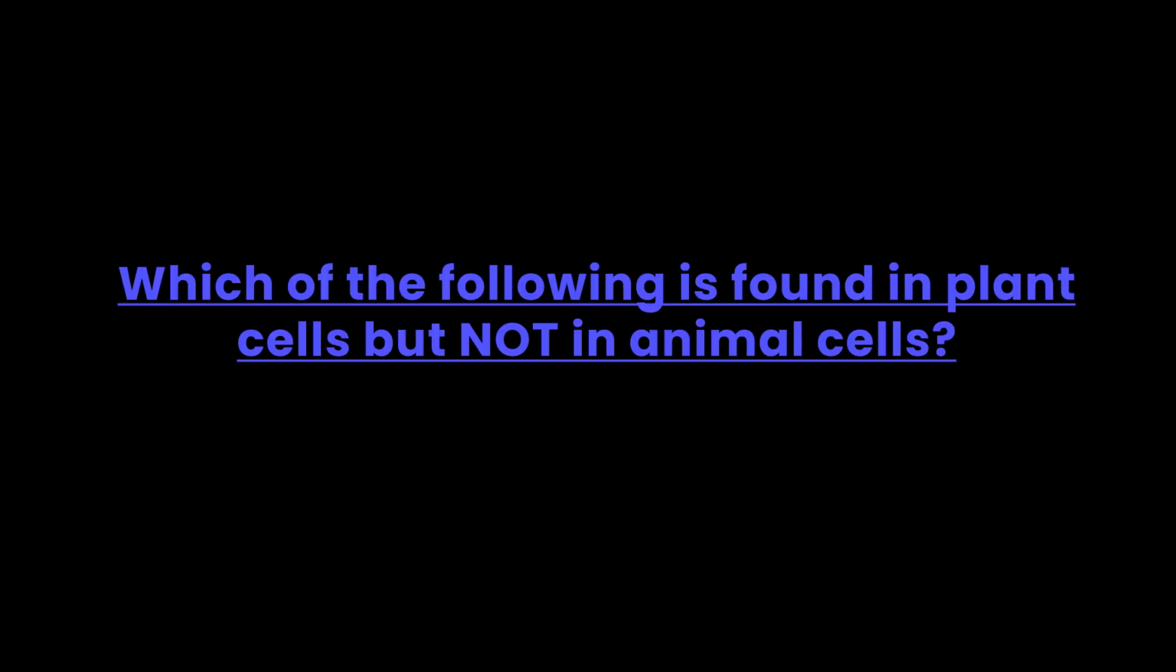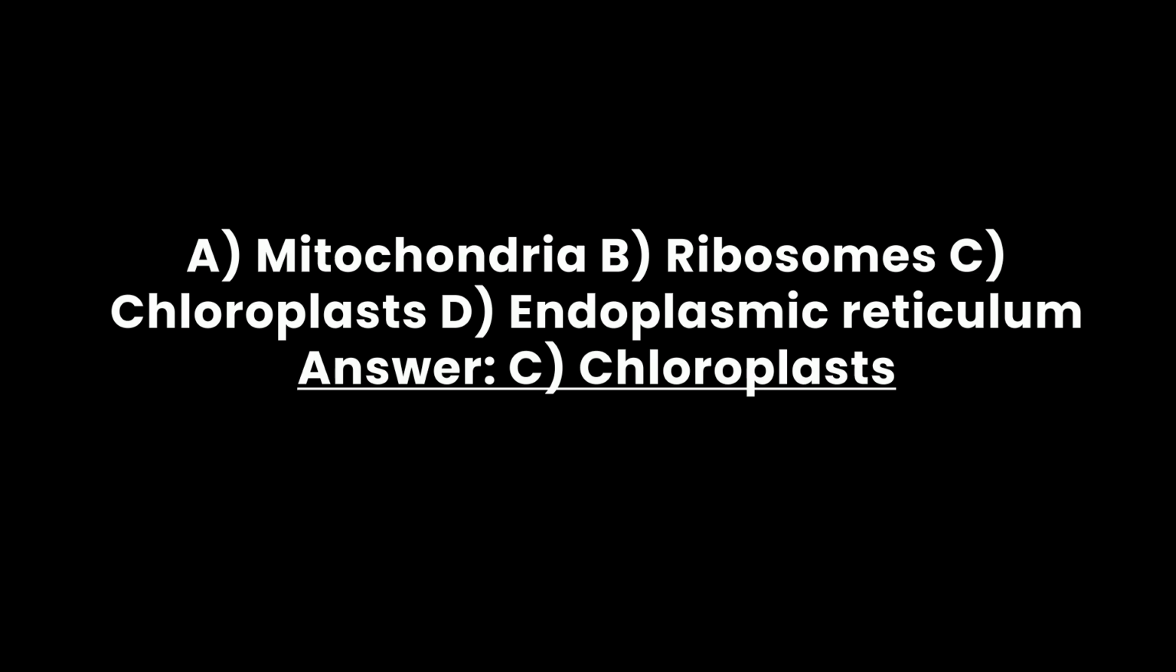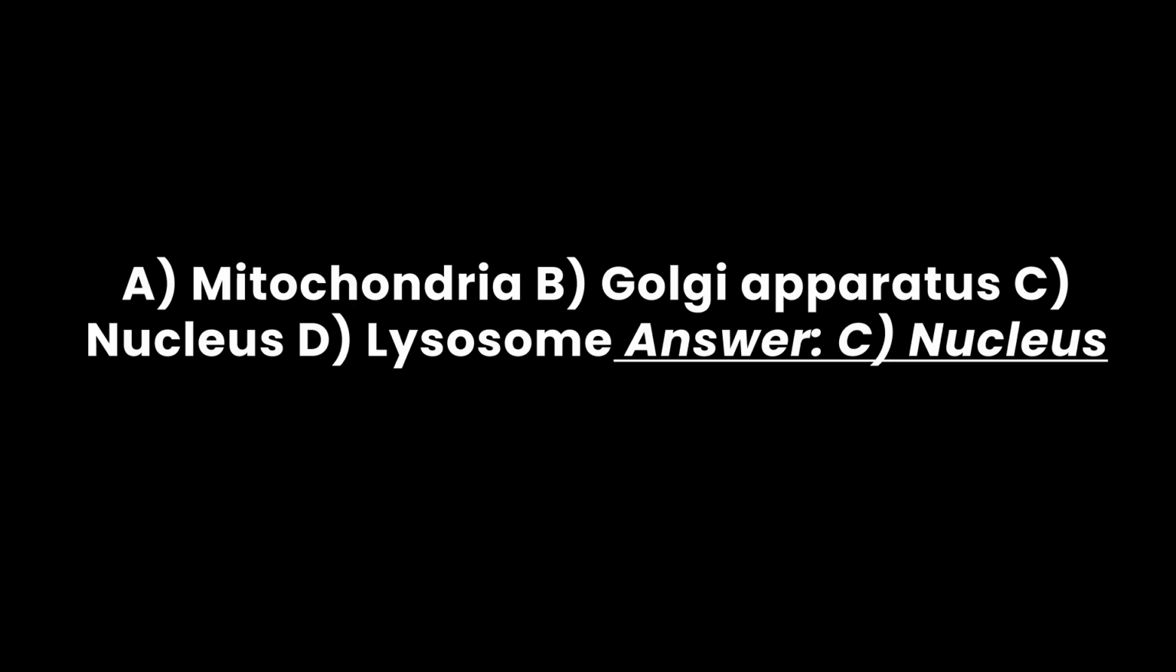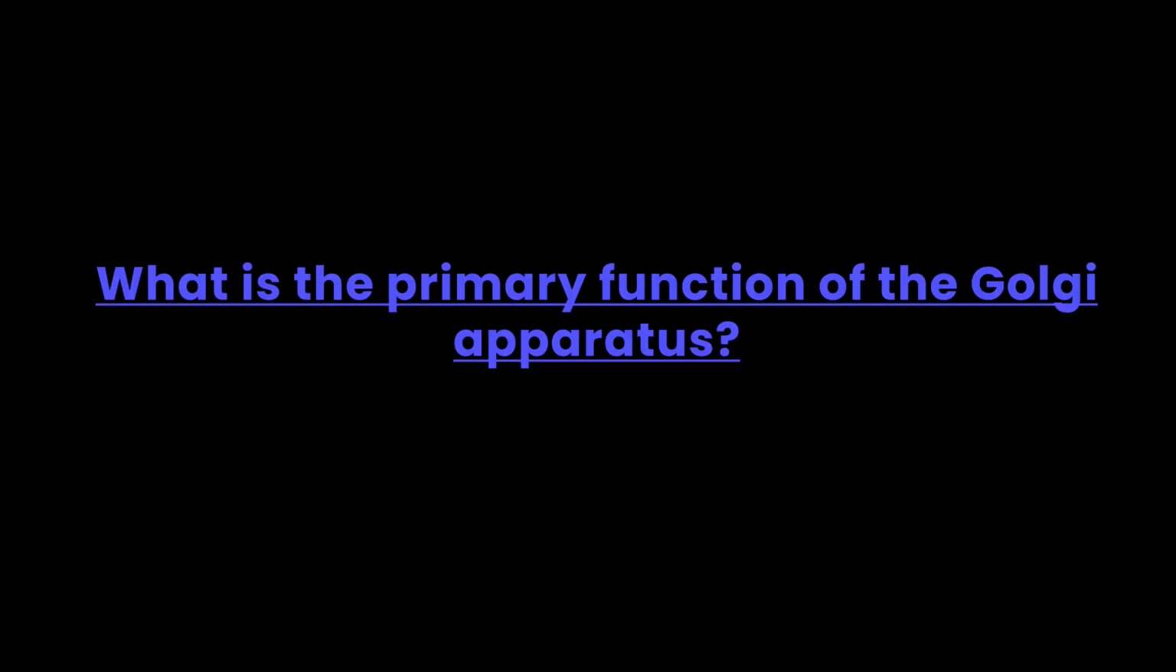Answer: A. Cell membrane. Which of the following is found in plant cells but not in animal cells? A. Mitochondria. B. Ribosomes. C. Chloroplasts. D. Endoplasmic reticulum. Answer: C. Chloroplasts. Which part of the cell contains the genetic material, DNA? A. Mitochondria. B. Golgi apparatus. C. Nucleus. D. Lysosome. Answer: C.